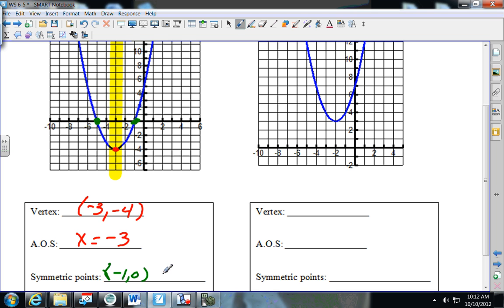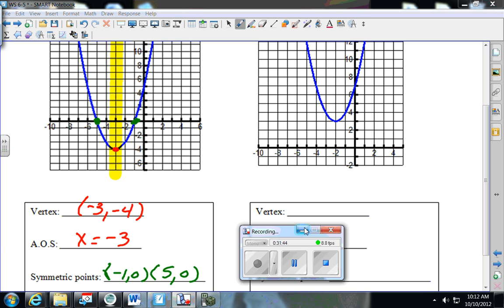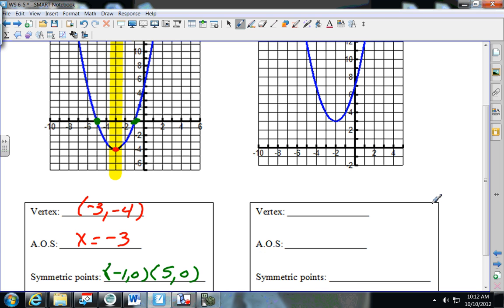-1, 0 and 5, 0. On the next one, it asks, what is the vertex? Here is my vertex right here. It's a minimum. It's -2 and 3.